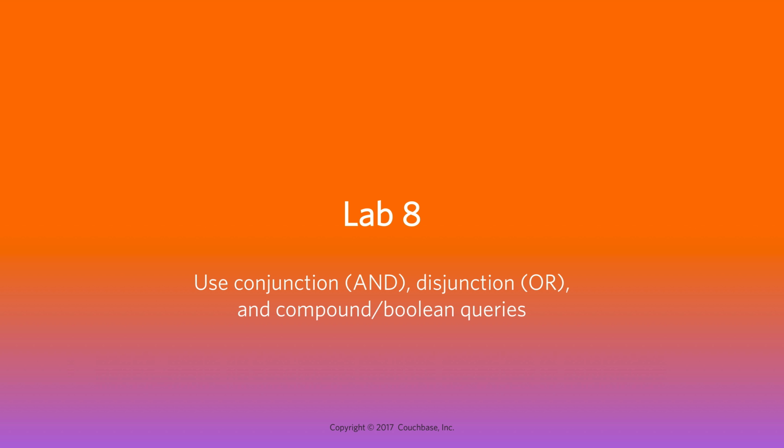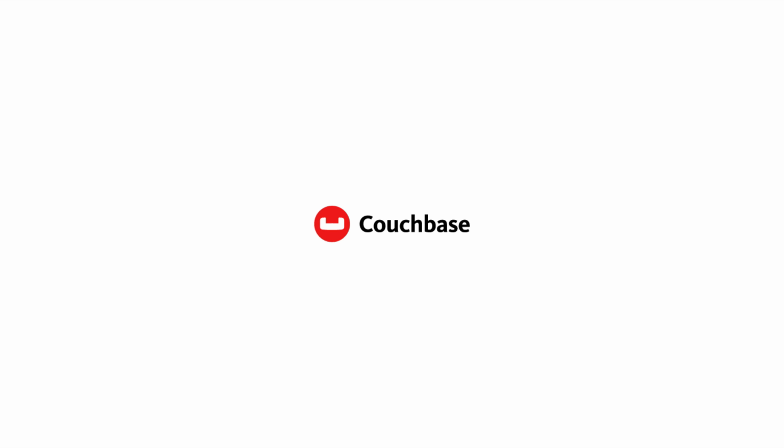In this lab, you'll work with each of the compound query types: conjunction, disjunction, and Boolean. When you're finished, come on back. Next up, we'll explore index aliasing, along with how to generate summary information using search facets.